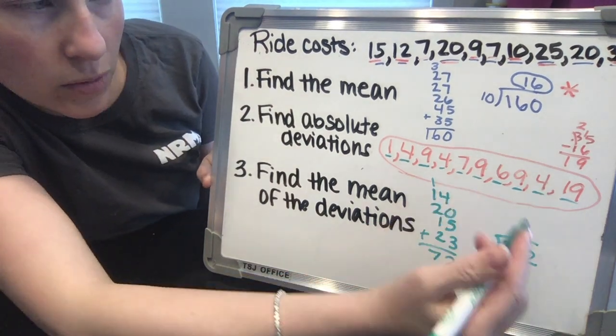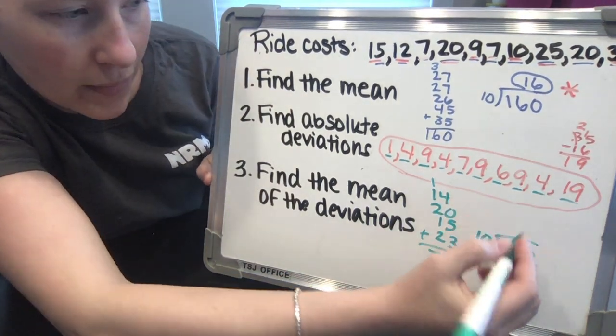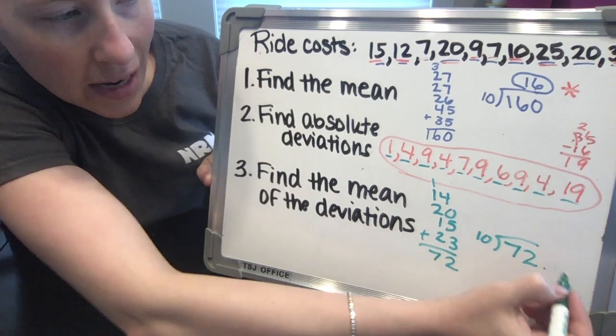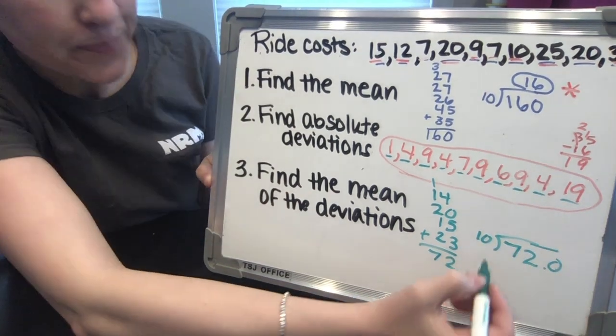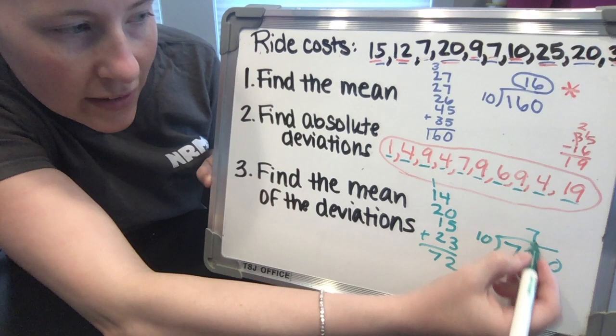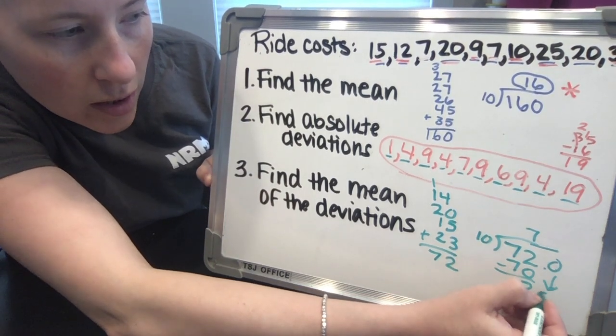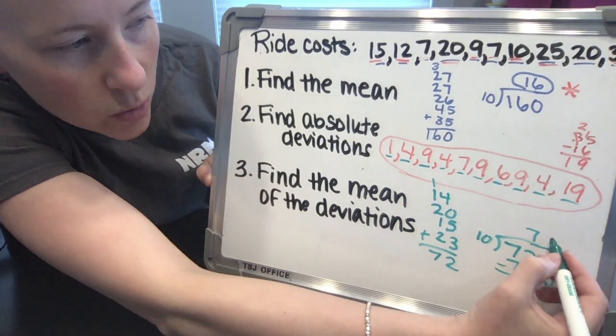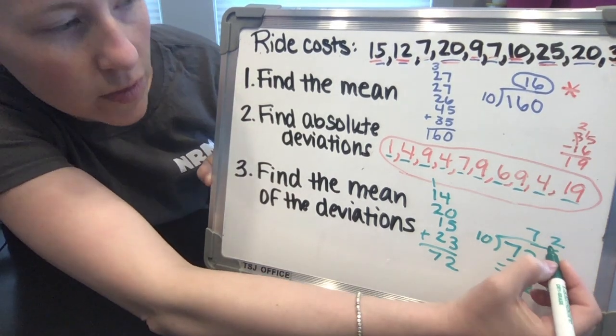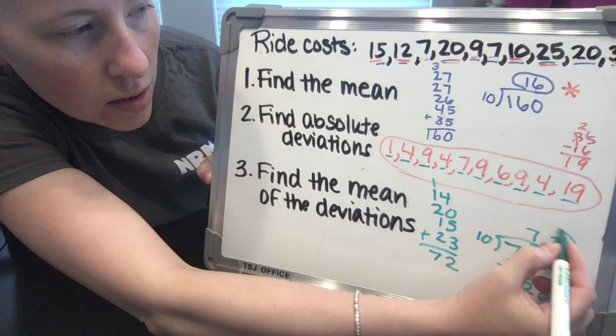I'm going to do 72 divided by, I know there were 10 pieces of data. So I think I'm going to have a decimal for this. I'm going to get it ready. 10 goes into 72 7 times. It's 70 with 2 left over. Bring down my zeros. 10 goes into 20 twice. No leftovers, so I'm going to bring up my decimal.